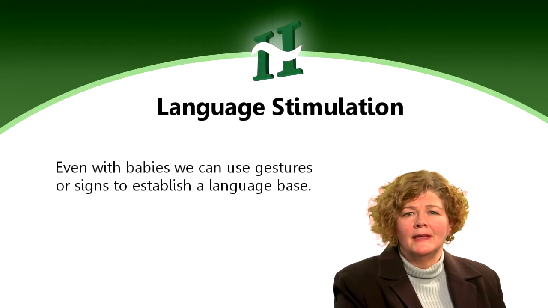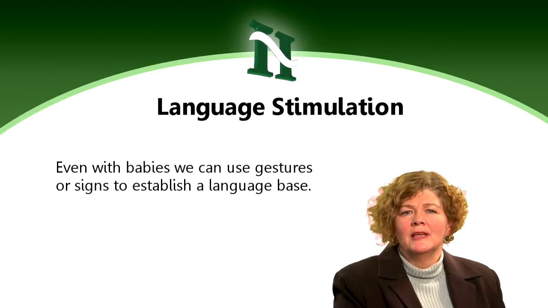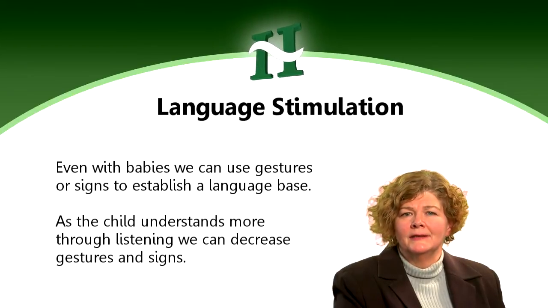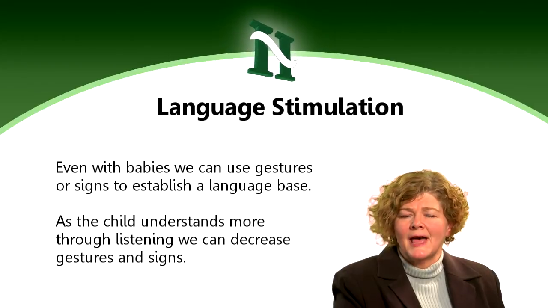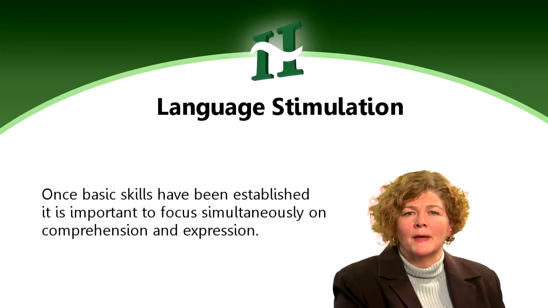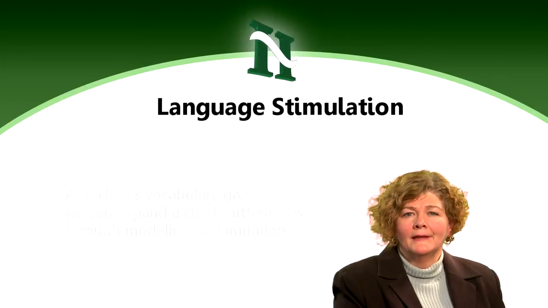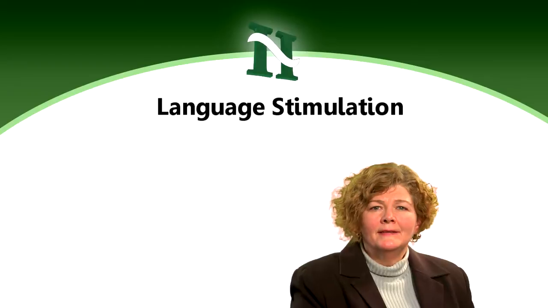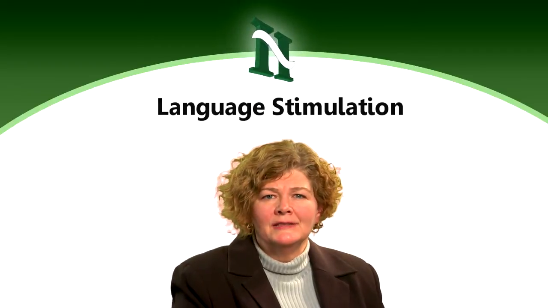During activities, even with babies, we can offer gestures or signs to establish and support a language base. As the child understands more through listening, we can decrease the use of gestures and signs. Once the basic skills are established, it's important to work simultaneously on comprehension and expression. As a child's vocabulary grows, we can expand the child's length of utterances through modeling and imitation. During these activities, we provide numerous opportunities for the child to use language through adult prompts.